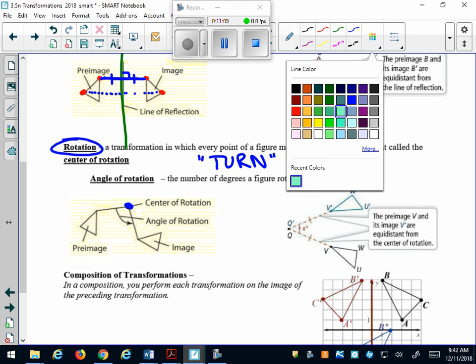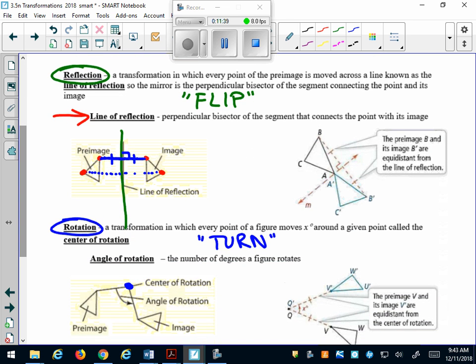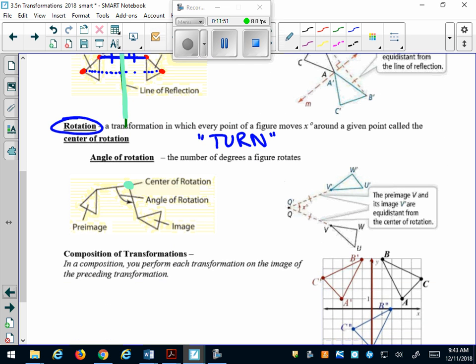So notice there's always a reference of where something is going to make these turns or slides or changes. This is a translation vector. It's showing not the distance, but the direction in which the translation is taking place. So which way do you want me to slide this figure? You need to have some sort of direction. A line of reflection, you need to know, okay, I have this figure, which way do you want me to reflect it? Over what line? And then a center of rotation.